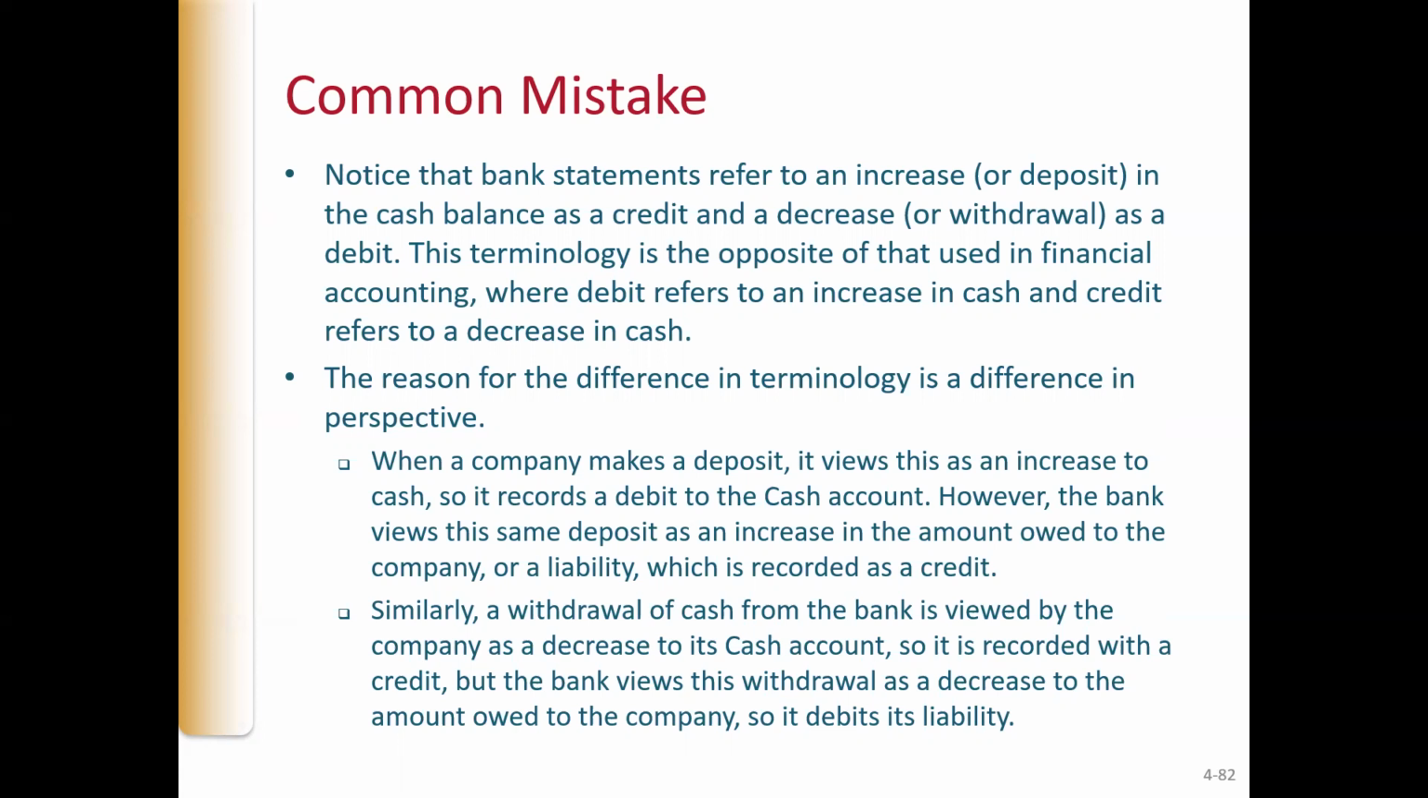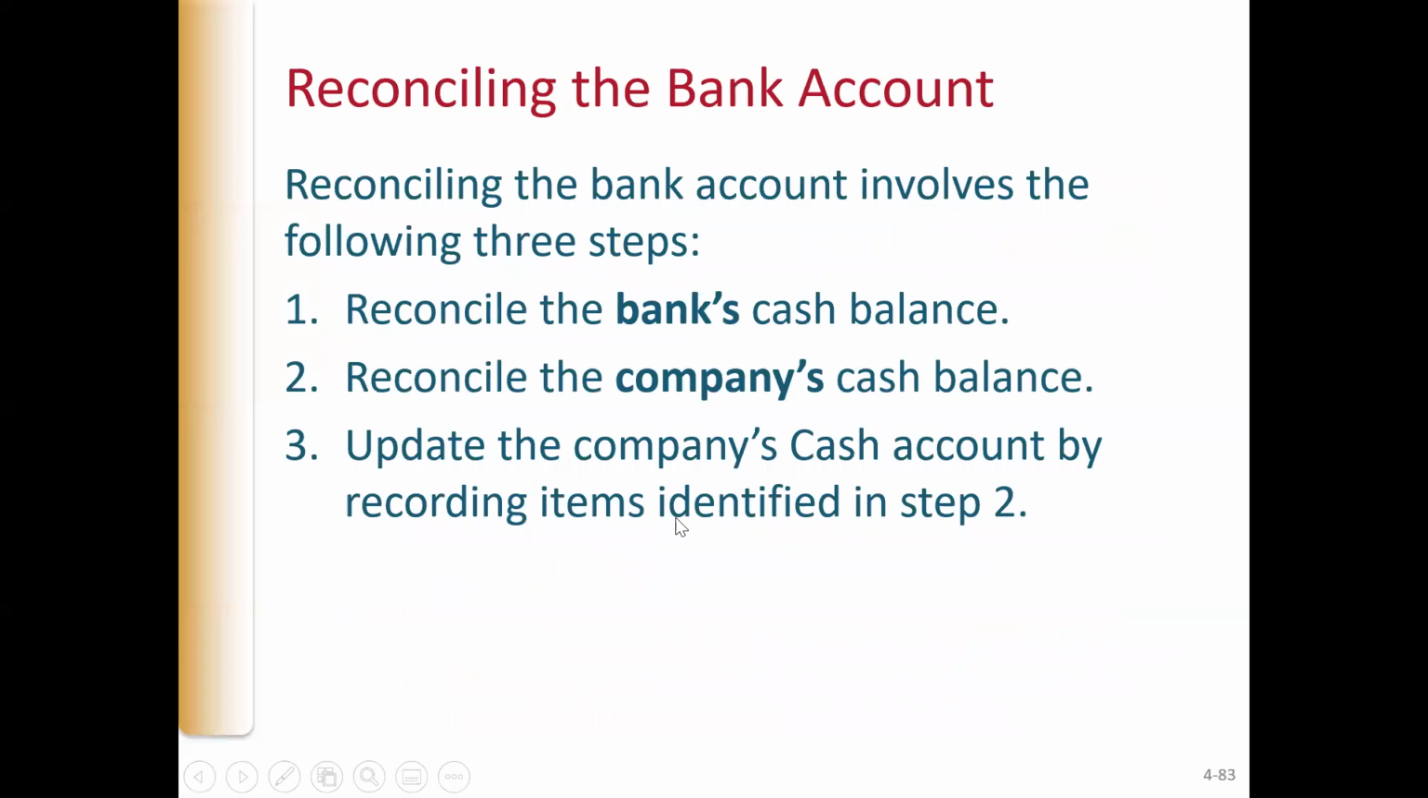The reason for the difference in terminology is a difference in perspective. When a company makes a deposit, it views this as an increase to cash, so it records a debit to cash. But the bank views the same deposit as an increase in the amount owed to the company, or a liability, which is recorded as a credit. Don't forget that, guys.